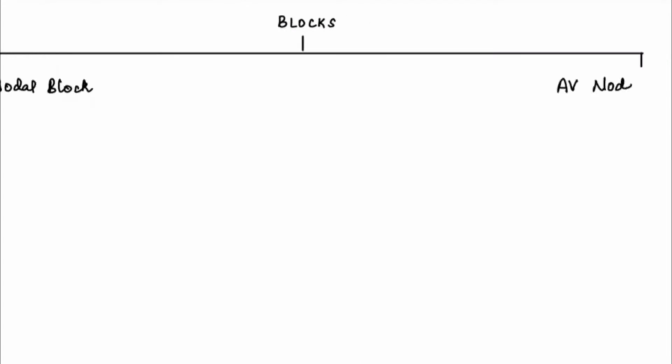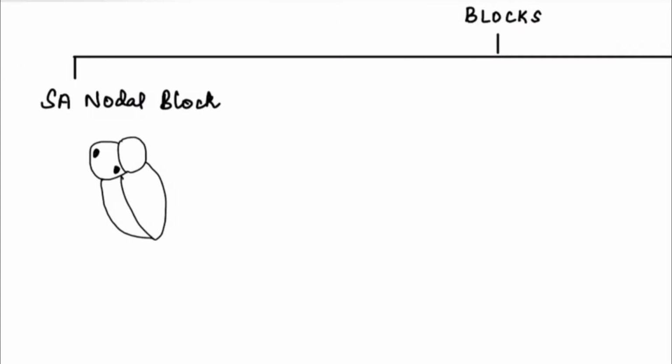So blocks could be due to the SA nodal block or it could be because of AV nodal block. Normally the SA node is the pacemaker of heart that will cause the contraction of atria and then through the AV node it will cause the contraction of ventricles. So this is how a normal sinus rhythm on an ECG looks like.